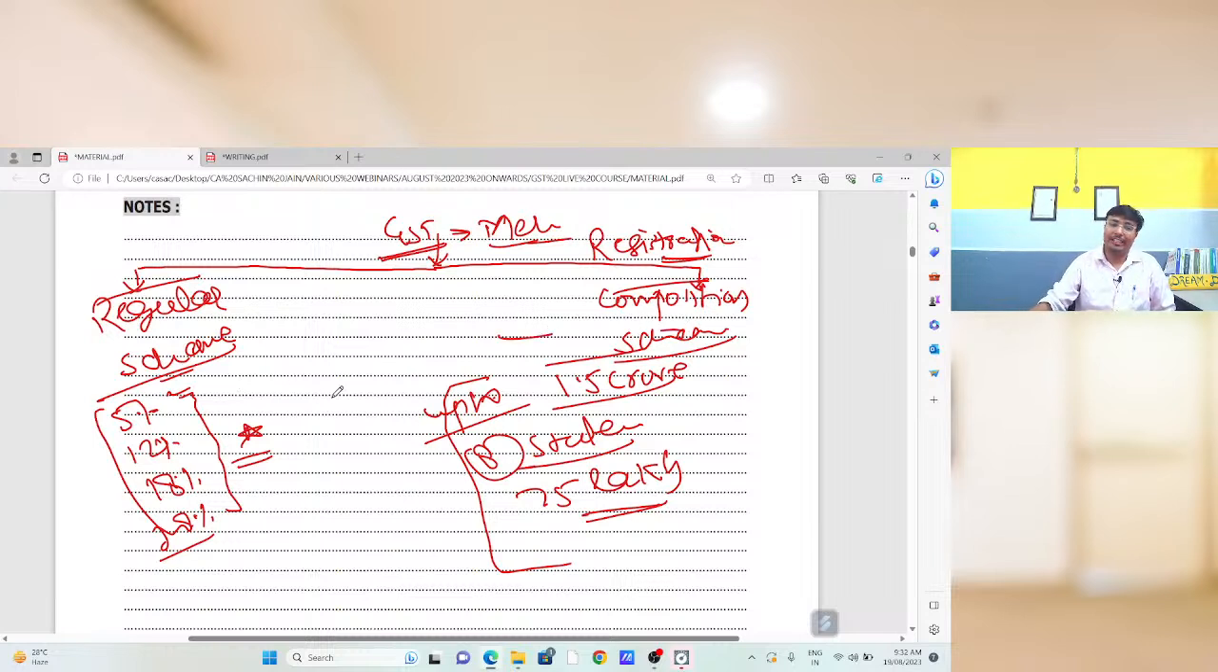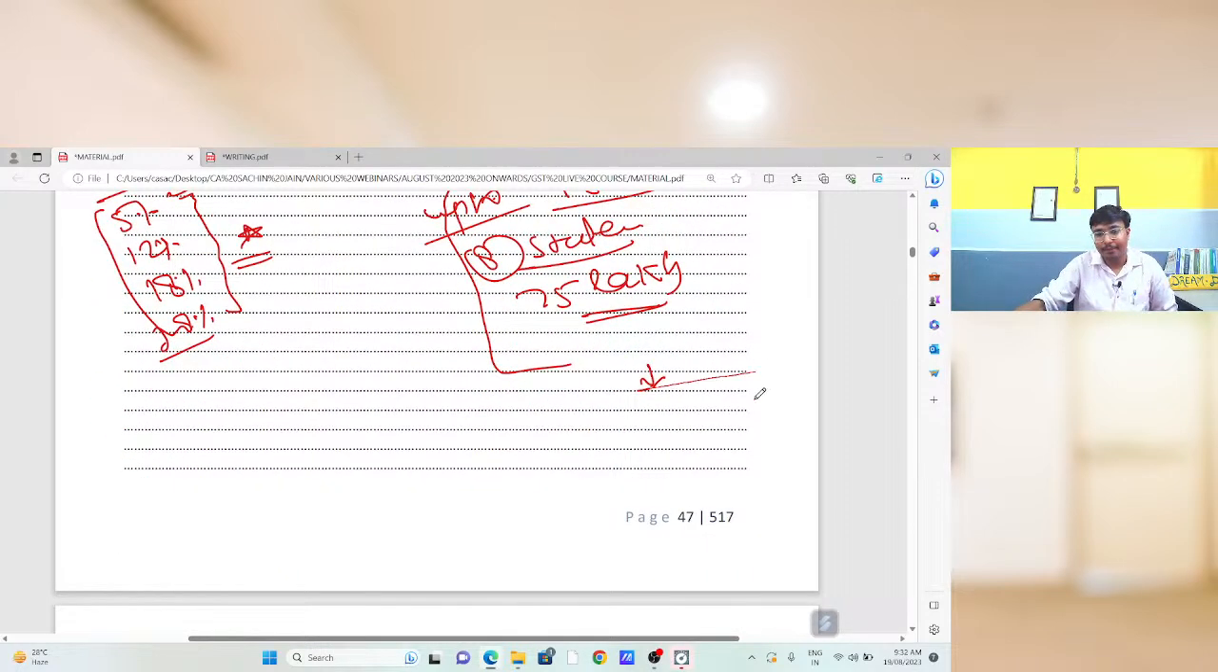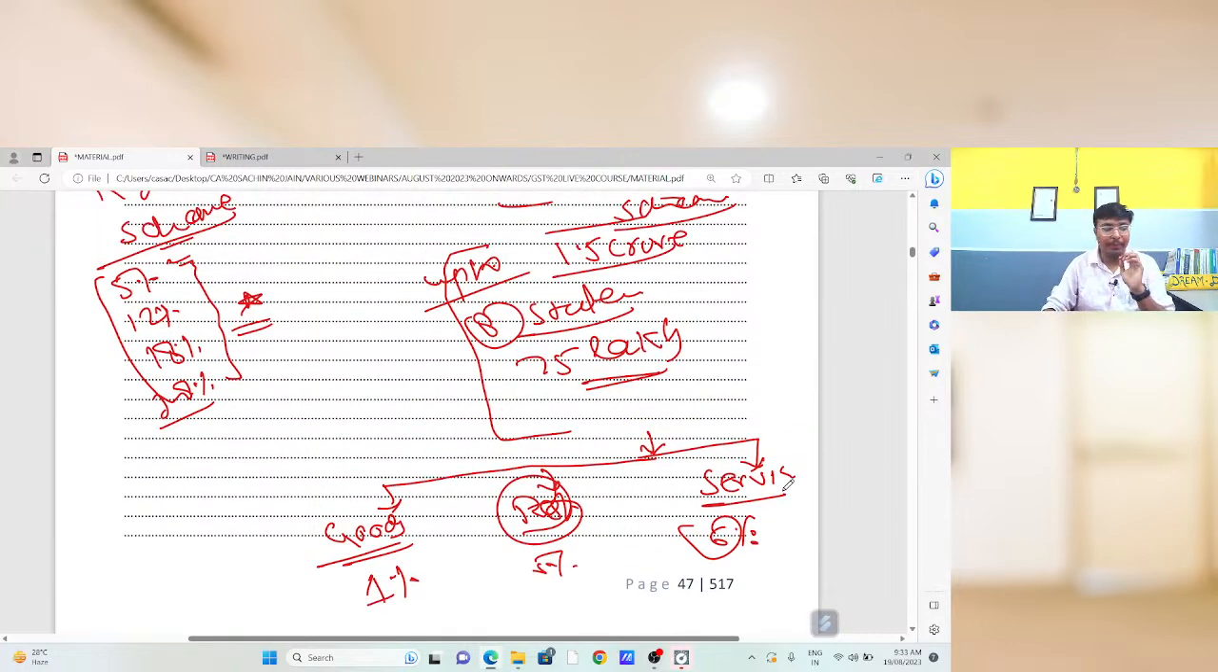So in case of the composition scheme, I need to make the payment of taxes at a certain percentage of rate. What is that rate? In case of goods, 1%. In case of restaurant services, 5%. In case of other services, 6%. Okay. I need to make the payment of taxes at a concessional rate, that is 1%, 5%, and 6%. And in case of the composition scheme, I am not eligible to claim any type of input tax credit.